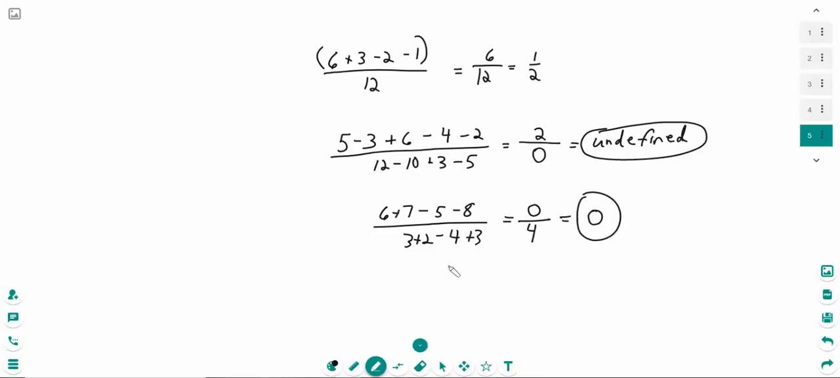All right. And of course, we could do one more. All right. So we have 3 minus 5 is a negative 2. Negative 2 plus 6 is a 4. And then a 4 minus 4, that's going to be a 0. And then in the denominator, we have 3 minus 3, which is also 0. So what's our answer? Well, this one is indeterminate.